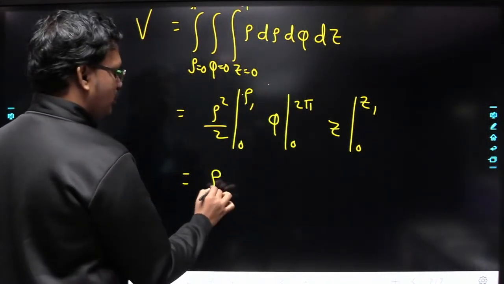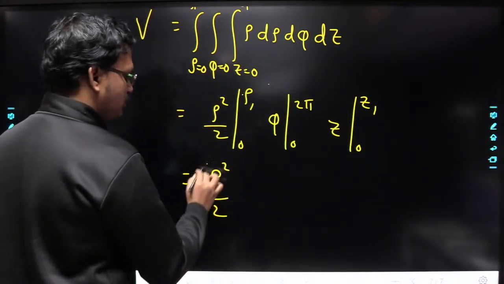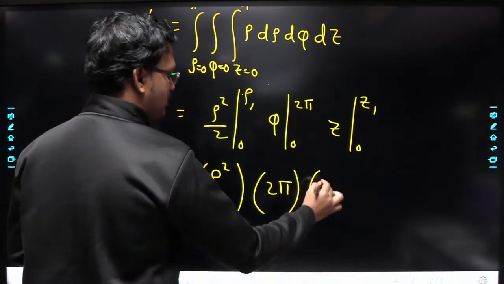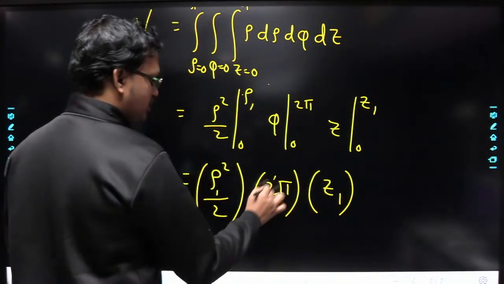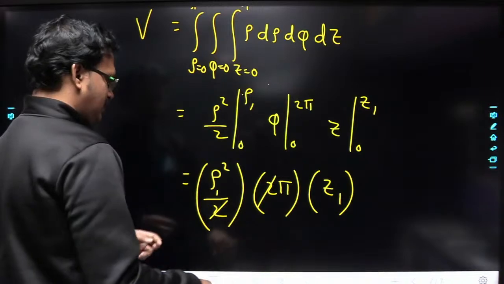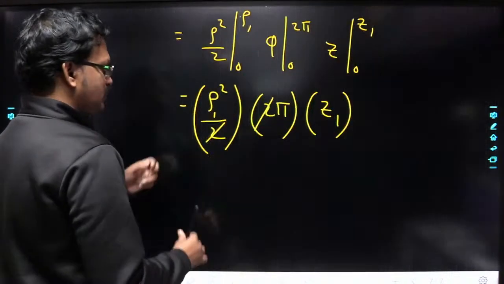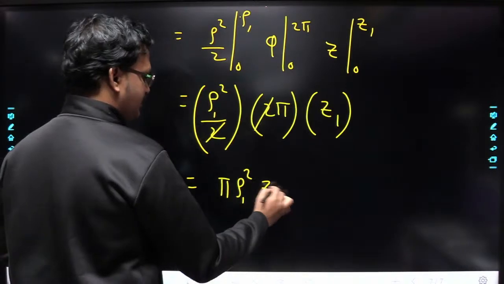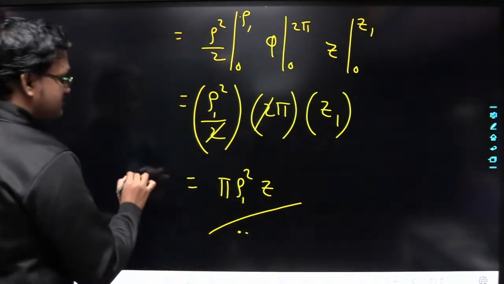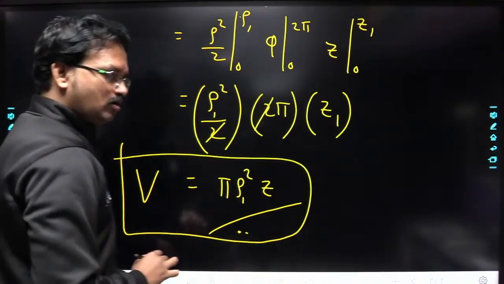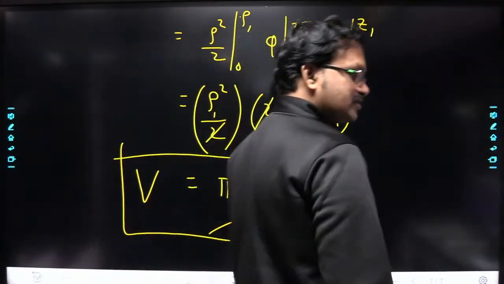Okay. So now what you are going to get? Tell me. You are going to get rho 1 square by 2 here, multiplied by 2 pi, multiplied by z1. So here 2 will get cancelled. So what we are getting? What you are getting here mathematically? The volume of the cylinder is nothing but pi rho 1 square z1, and volume of the cylinder is nothing but a scalar quantity or not? Yes or no? Okay. So this is the volume of the cylinder.